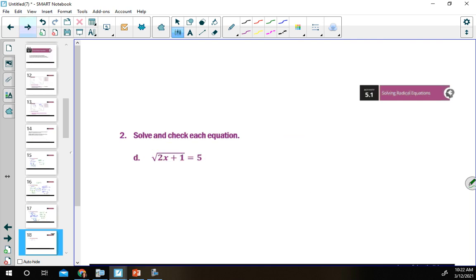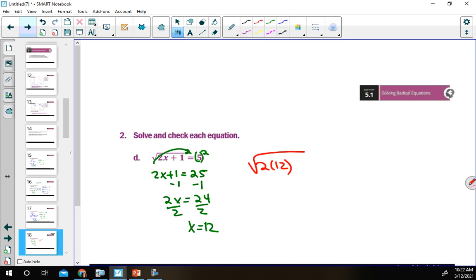All right, this next one here, I'm going to square both sides. So 2x plus 1 is equal to 5 squared, which is 25. Then subtract 1. Divide by 2, so I got x is equal to 12. I'm going to check it. 2 times 12 plus 1.